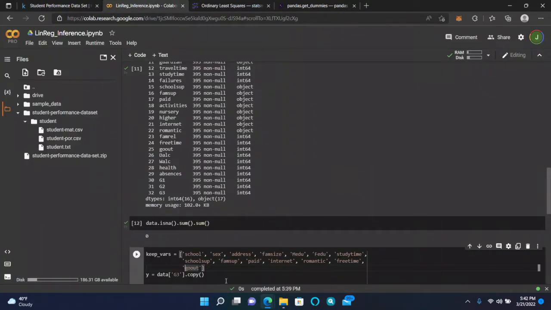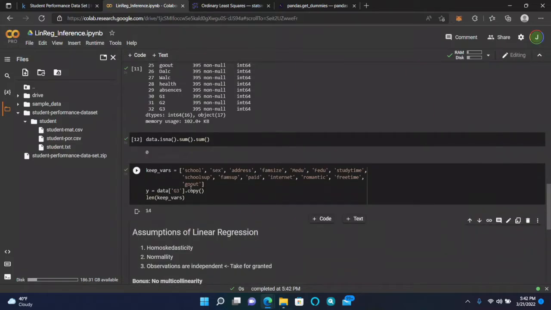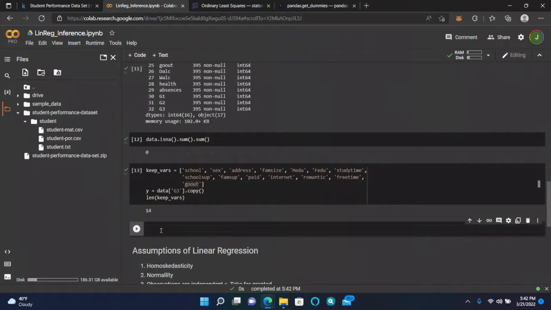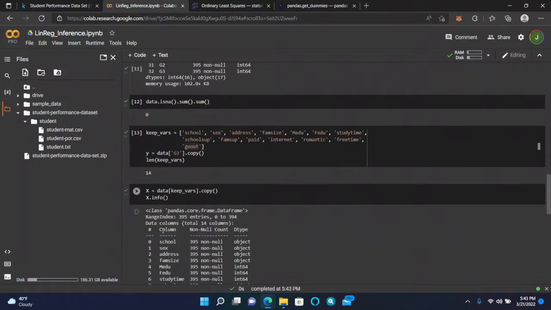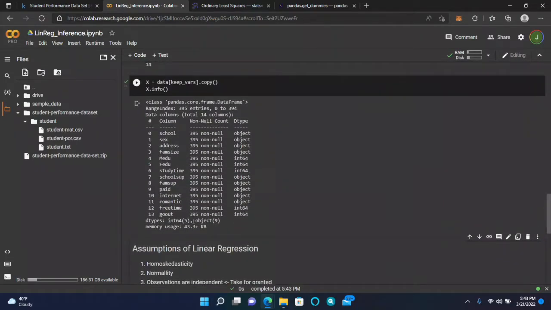So we've got all of the variables that we want to keep. How many of those do you think there are? Let's find out. It's 14. All right, so we're going to keep 14 independent variables, and we have one dependent variable. Okay, there we go. It's 395, and there's 14 of them.